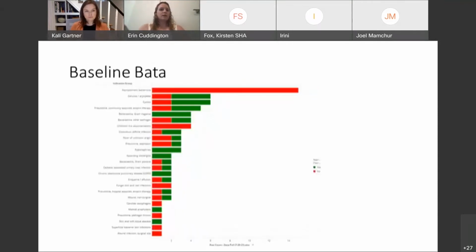And obviously, asymptomatic bacteriuria is not supposed to be treated with antibiotics, so it was inappropriate 100% of the time. So we used this point prevalence survey to help us scope our project, as obviously antimicrobial stewardship is a large thing to try to tackle all at once.